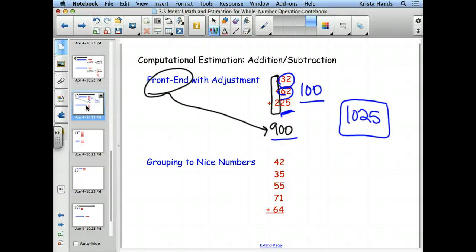Okay, 35 and 55. There's more than one way to do this too. So if you don't see something the same way we do, that's okay. What would you like to say 35 and 55 almost is? 100? It's about 100. Okay, what else? The 42 and the 64 are awfully close to another 100. And the 71's sort of a little bit off, but it's about 70.